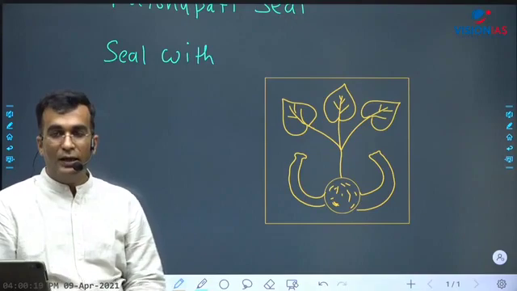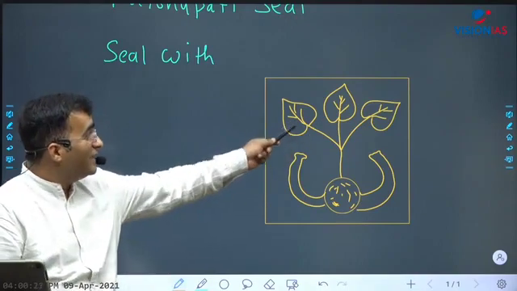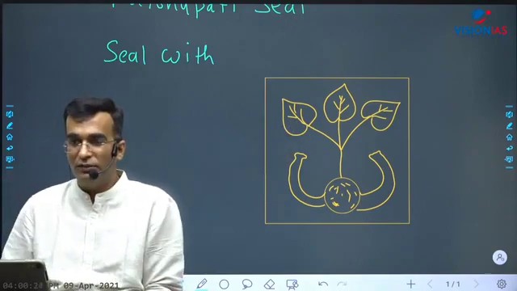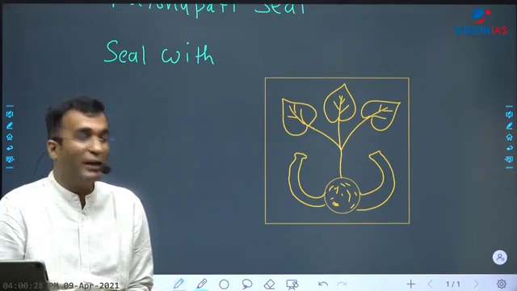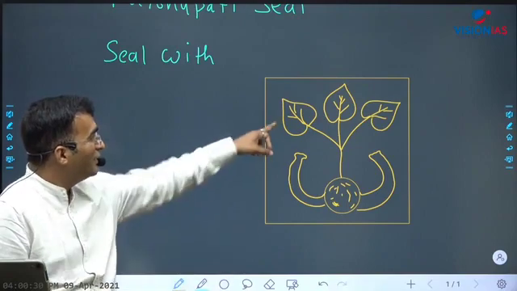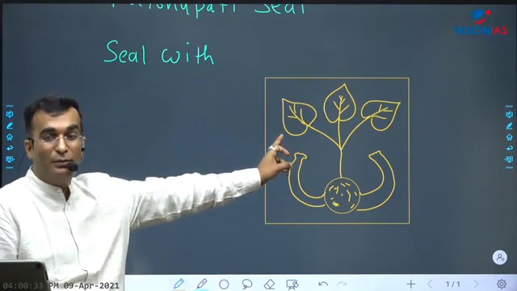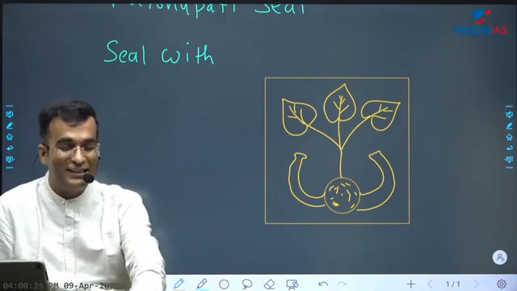So now, can you identify that these leaves, they seem like what? Which thing's leaf is it? So it seems like what? Can you tell me what is this leaf? Which plant is it? Which tree is this?